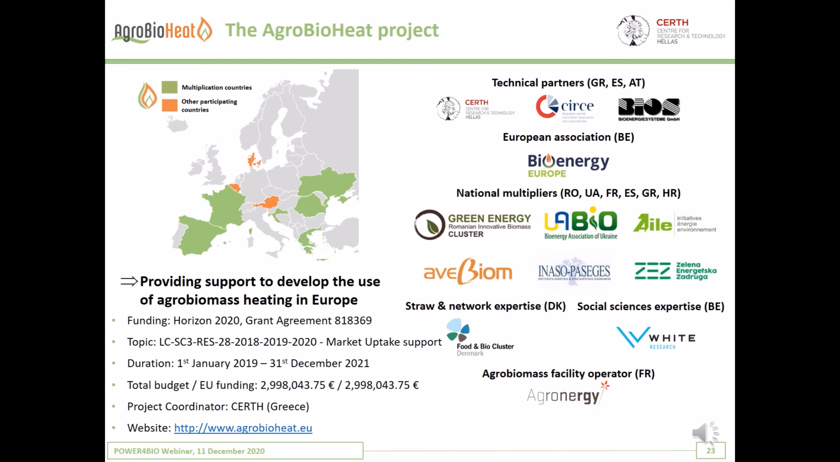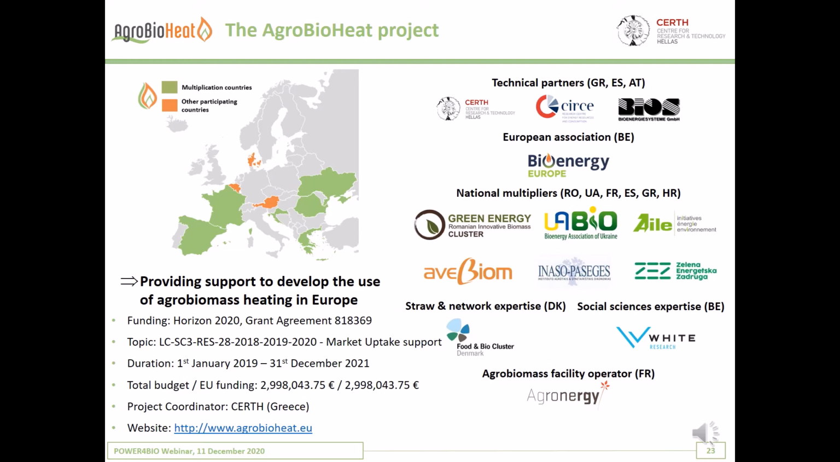So the project started in January 2019. It will last for 3 years. Serf is the project coordinator, and we have 6 multiplication countries in which we are doing activities to promote the concept of using agrobiomass for heating. These are Spain, France, Croatia, Ukraine, Romania, and Greece, representing different climate conditions, different patterns of crop production, and different structures of the agricultural sector, among others.